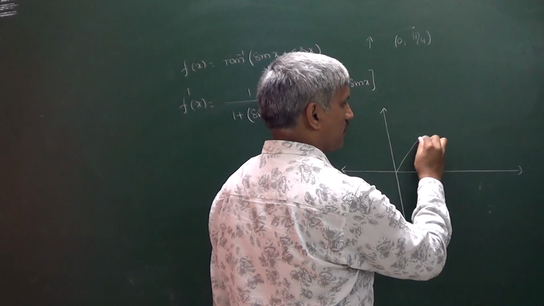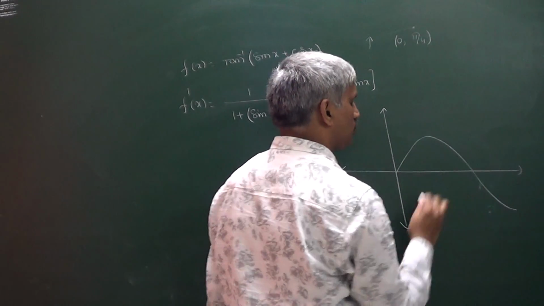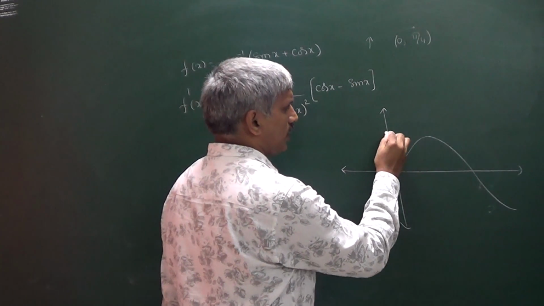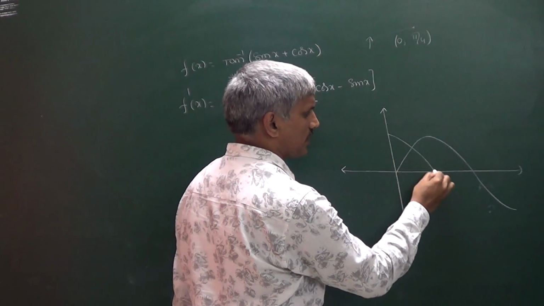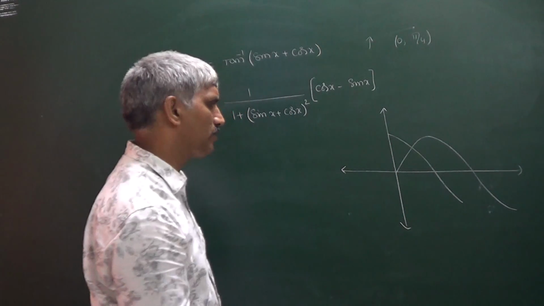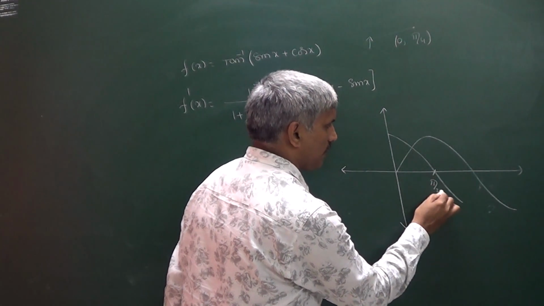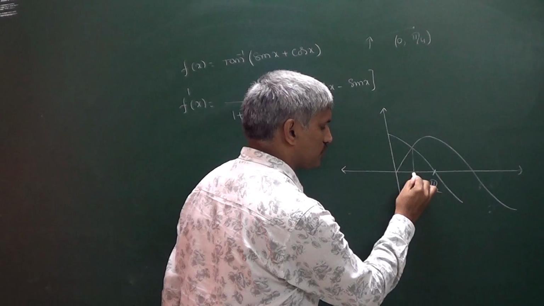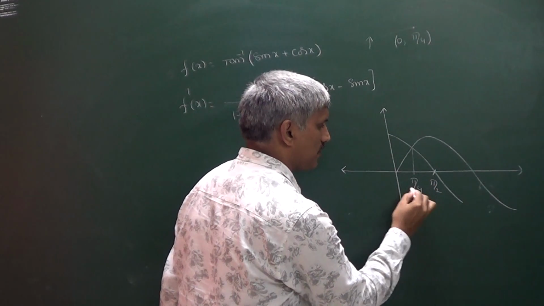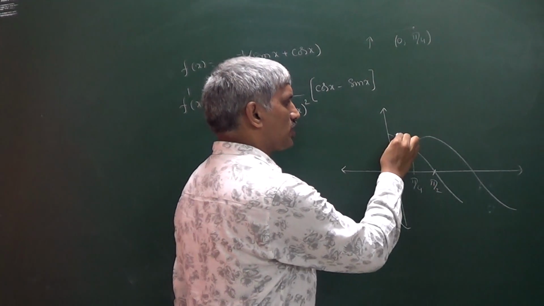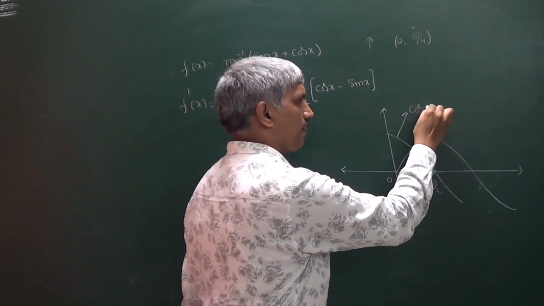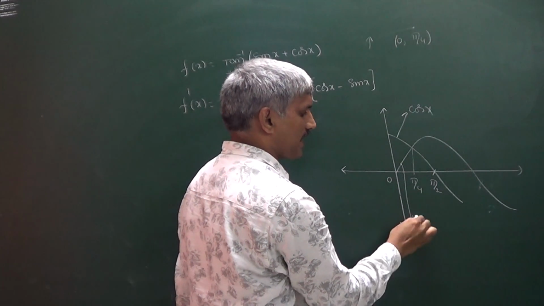Now this is the graph of sin x in the interval 0 to pi by 2, or this is the graph of cos x in the interval 0 to pi by 2. Now you can observe this particular point, where sin x and cos x graphs are intersecting, that is pi by 4, and this is 0. Now this is the graph of cos x and this is the graph of sin x.